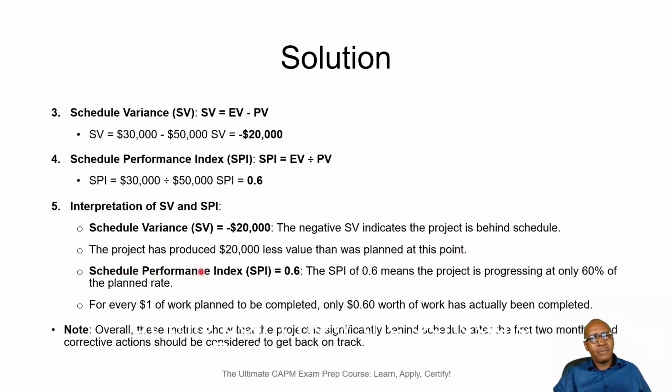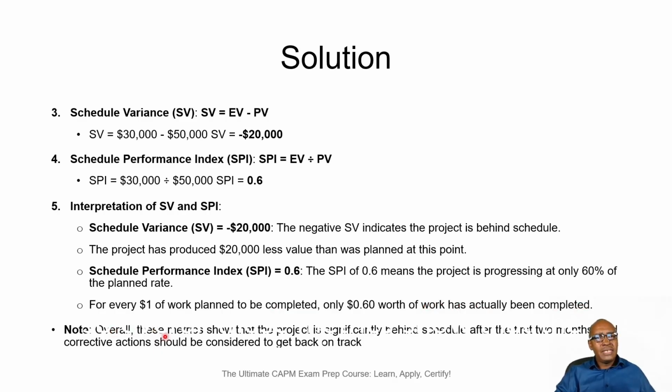Now, the Schedule Performance Index, the SPI, we got is 0.6. The SPI of 0.6 means that the project is progressing at only 60% of the planned rate. That means that for every dollar of work that we plan to be completed, only 0.6 of a dollar or 60 cents worth of work has actually been completed.